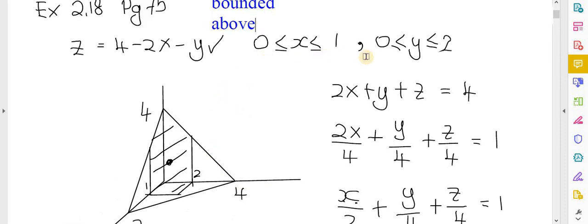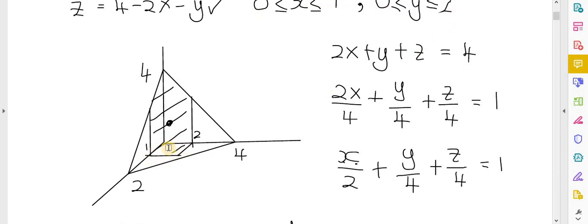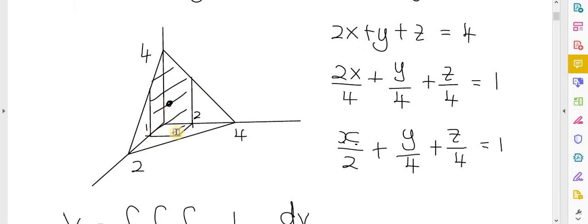For this region, 0 to 1, 0 to 2, you have to draw in this way. X is from 0 to 1, y is from 0 to 2. It is a square shape and you extend it out. So this one will be the solid that you need to find its volume. You can double check with the question. The question says that the solid is bounded above, meaning that the top of the solid is covered by this triangle plane, and below it is covered by region x 0 to 1 and y 0 to 2. So this one is the solid.